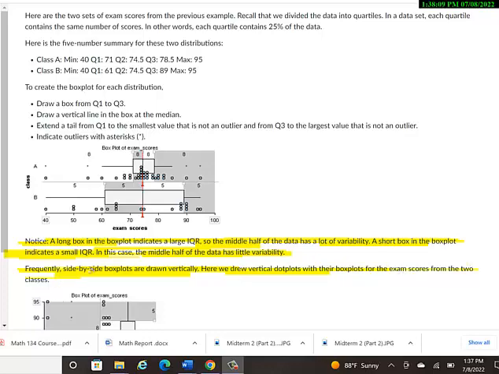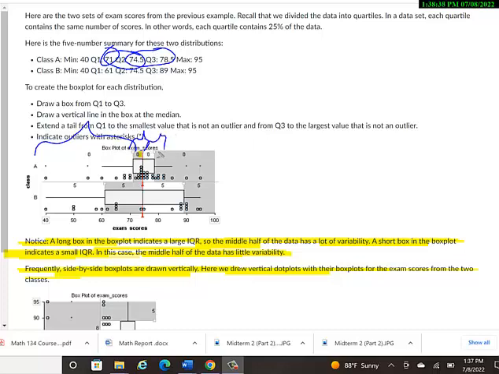Notice, as they were saying, in class A the first quartile has a very wide range. I think it went from 40 to 71, so that's why this first box is so wide. The second quartile is going to be very small, from 71 to 74.5. That's why this next shaded area is so narrow. And then quartile 3 went from 74.5 to 78.5, very narrow as well.